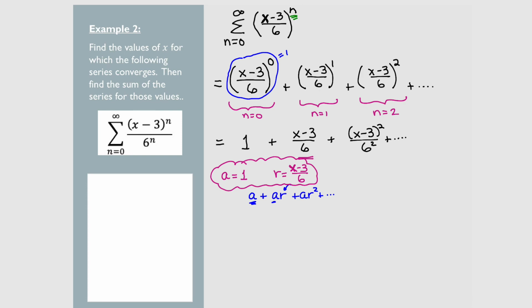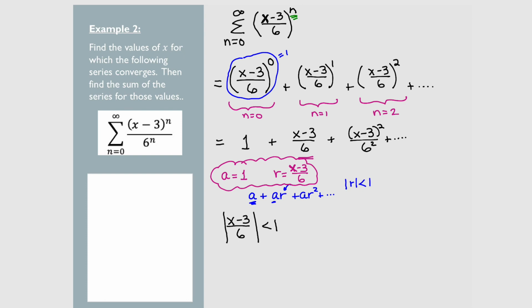All right, well, we're doing good so far. And our next step now is to figure out when this series will converge. So my geometric series converges when the absolute value of r is less than 1. And so let's play that out a little bit. My r value is (x minus 3) over 6. And for it to converge, I need that whole expression in absolute value to be less than 1.